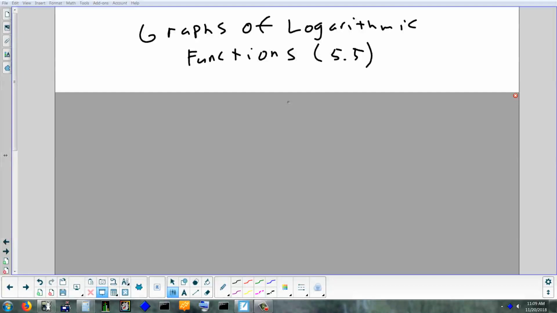So last thing we're going to look at is section 5.5. We'll look at a little bit of graphing, and then we'll also look at a word problem involving logarithms.